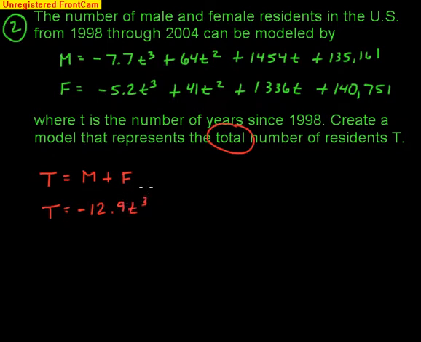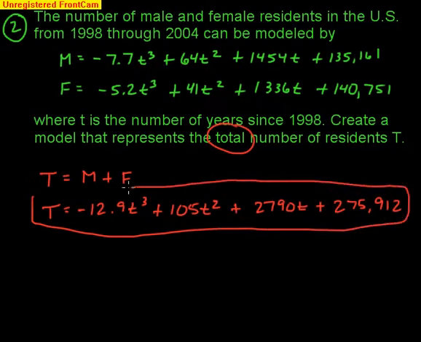Then we do 64 plus 41, because they're both positive, and we get positive 105t squared. Notice the exponents aren't changing. And then you do 1454 plus 1336, and that's going to give us 2790t. And then we do 135161 plus 140751, again because they're both positive, and we get 275912.